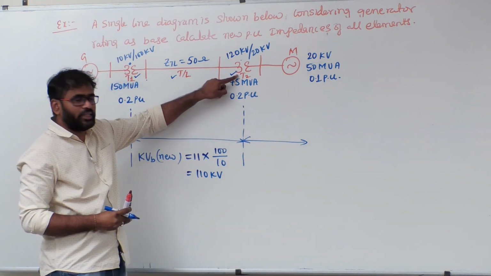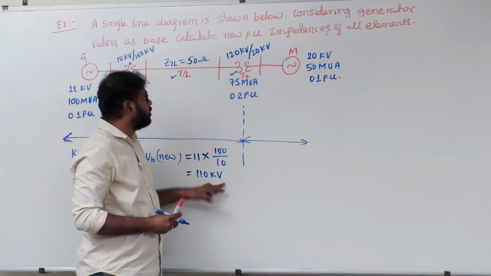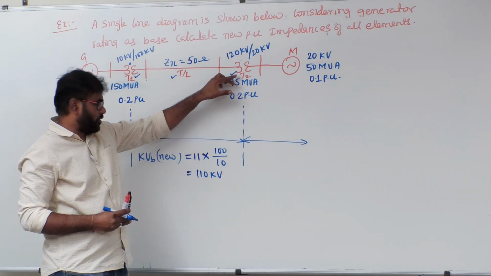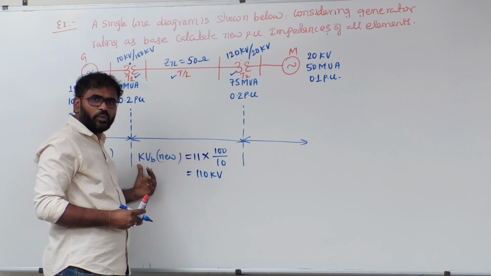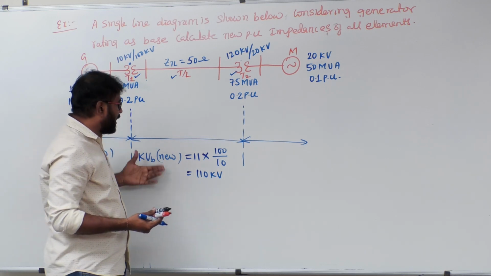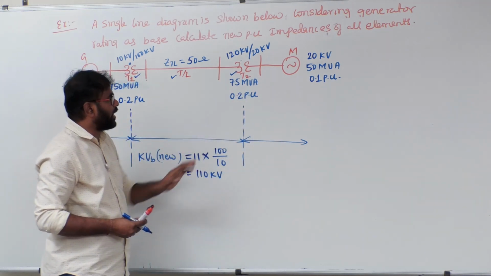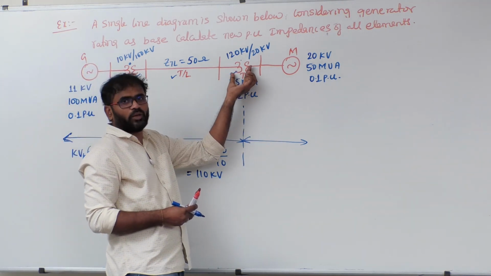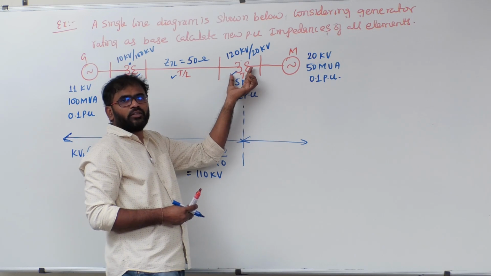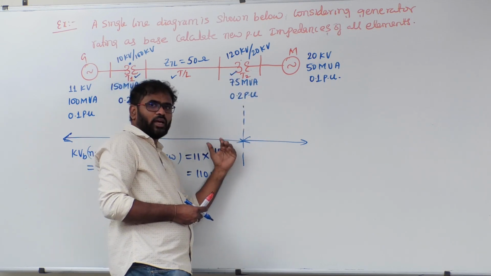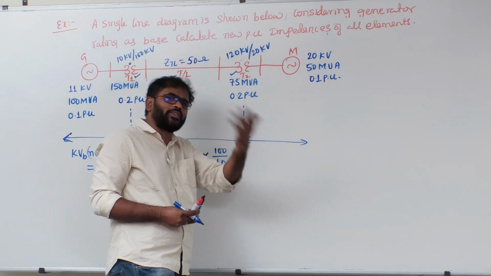Till here, the line voltage new is 110 kV. That means KVB new. KVB is by default line voltage. Line voltage base new till this point is 110 kV. Now after this we have again a transformer. Because of the transformer, the KVB new will change from high voltage to low voltage, otherwise low voltage to high voltage.